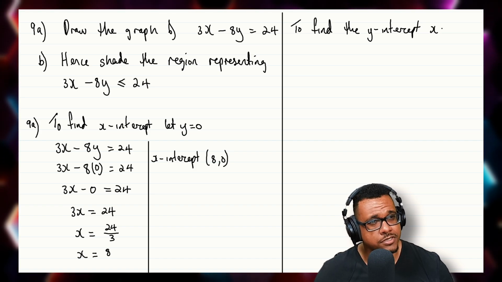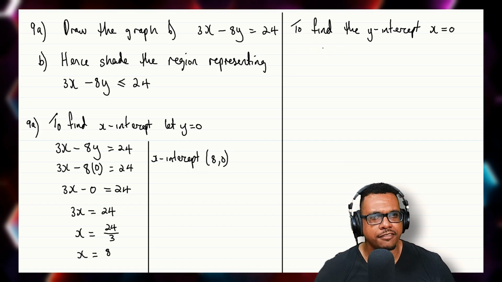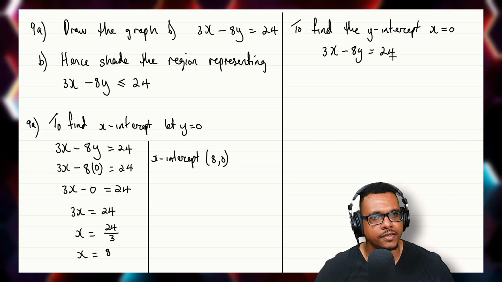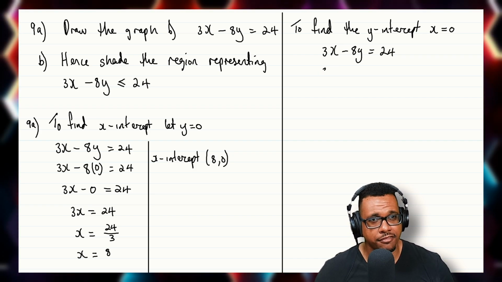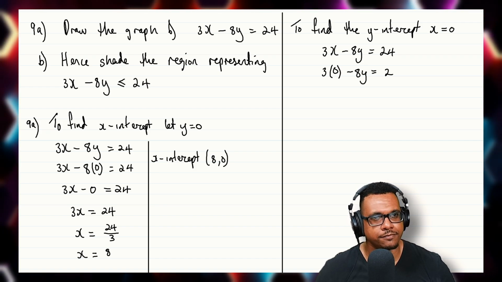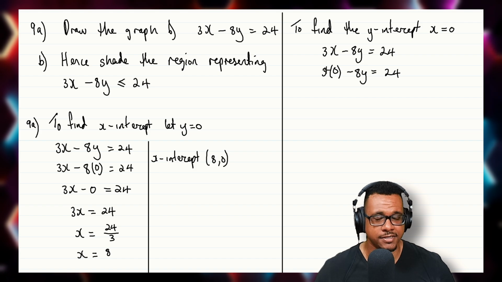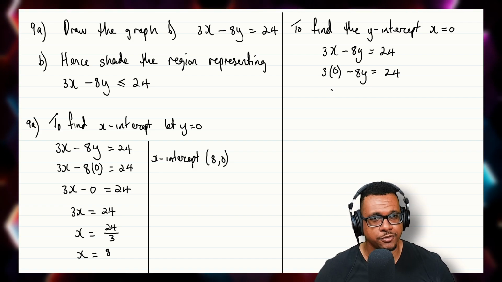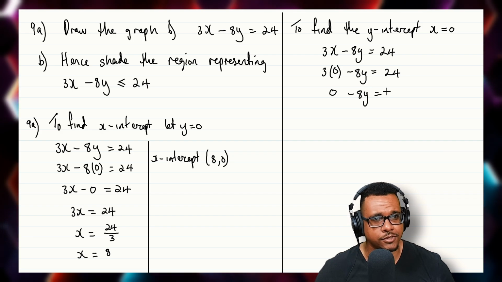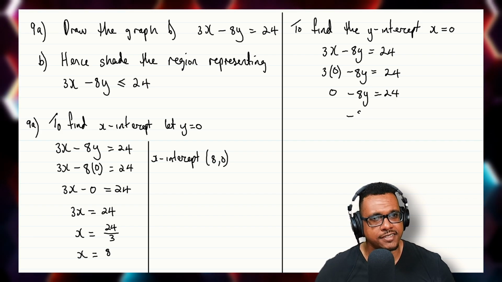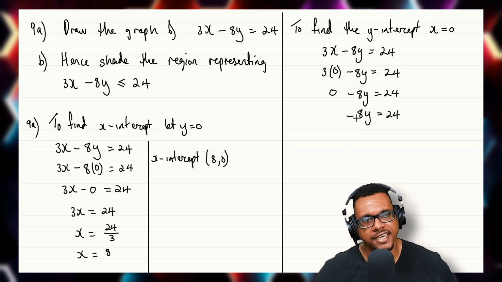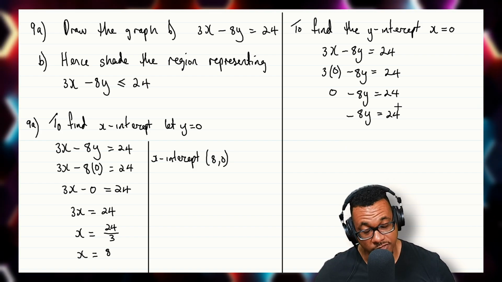Now, to find the y-intercept, we'll put x is equal to 0. So we'll have 3x take away 8y is equal to 24. Replacing the x with 0, we have 3 times 0 take away 8y is equal to 24. Of course, anything multiplied by 0 is 0, so 3 times 0 is 0. I didn't have to write anything, but I'll still put 0. Take away 8y is equal to 24. So now we have negative 8y is equal to 24. Now I could transfer the negative 8 across the equal sign and get 24 divided by negative 8.